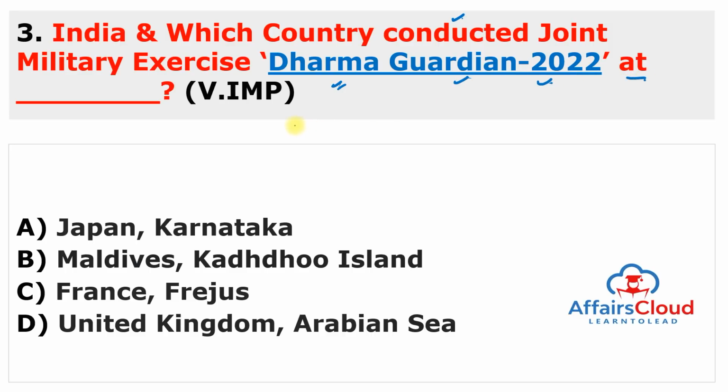Two questions under one question. One is the name of the exercise, Dharma Guardian 2022, a joint military exercise between India and Japan. So the answer of this question can be A, and this exercise was conducted in Karnataka. So the answer of this question is definitely A. In Karnataka, it was held in Belagavi, or you can say Belgaum.